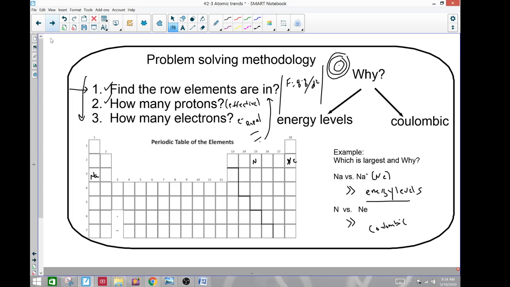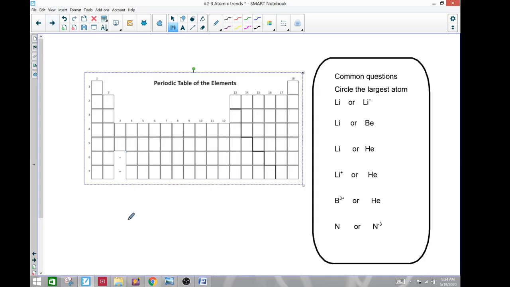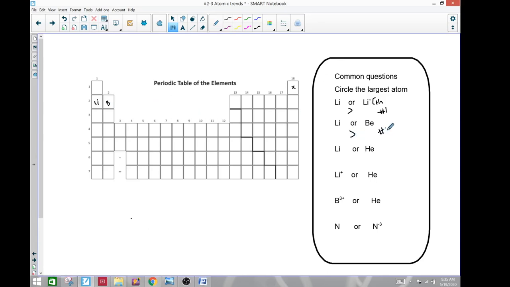All right, so let's try a couple examples here. Okay, first thing you want to do is just find your atoms. I got lithium located here, and you should be pausing these videos and be able to try it out. This guy is isoelectric with helium, which is located right here. Therefore, this guy is bigger because of energy levels, reason number 1 off our last chart. Lithium versus beryllium. Lithium's here, beryllium's here. This guy is slightly bigger because of Coulomb attraction, reason number 2.